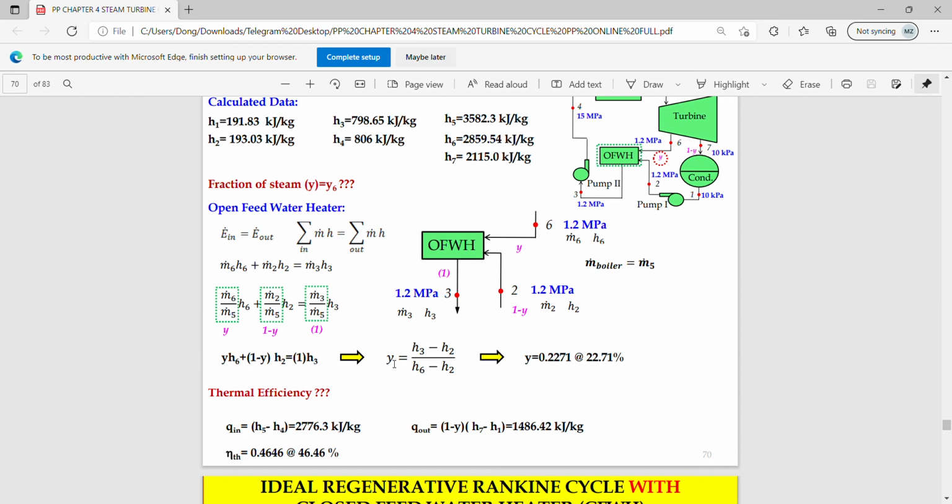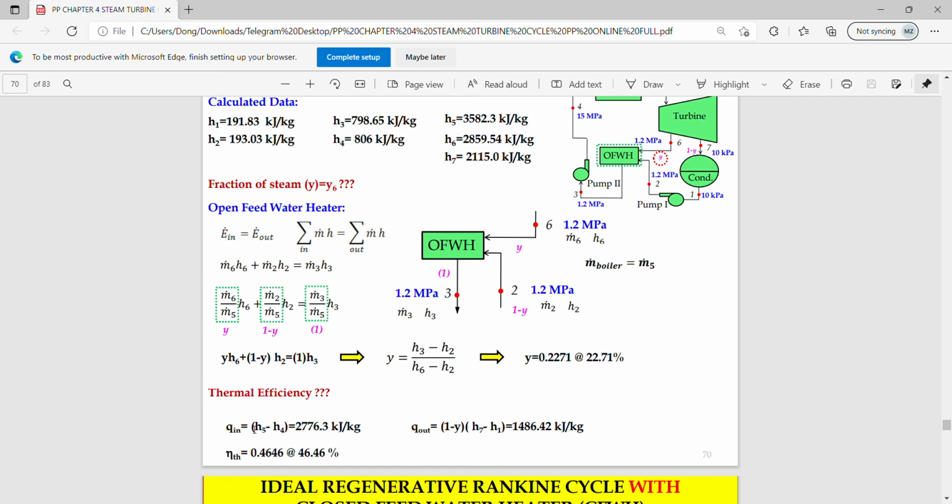Then we need to find Y, the fraction of steam Y6. So we get the answer 22.71%. Then we move to the next question. We need to find the thermal efficiency.